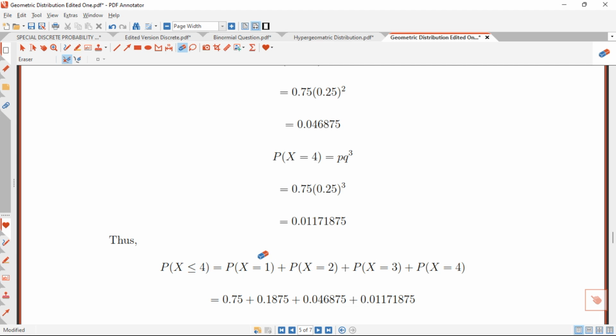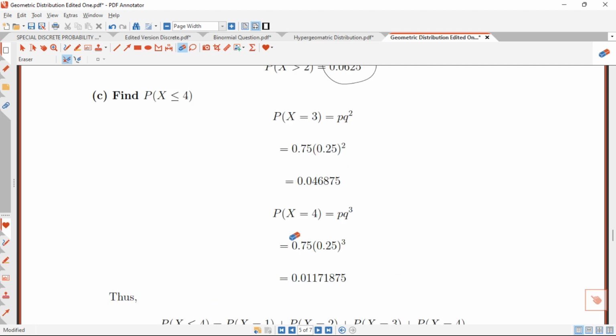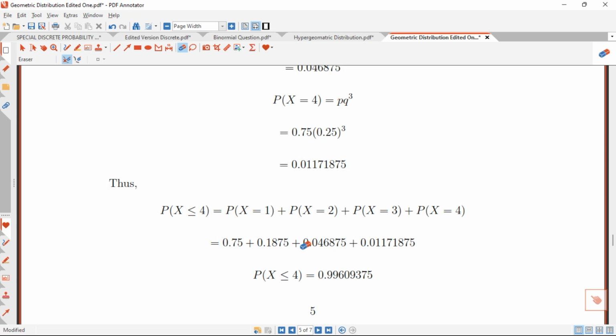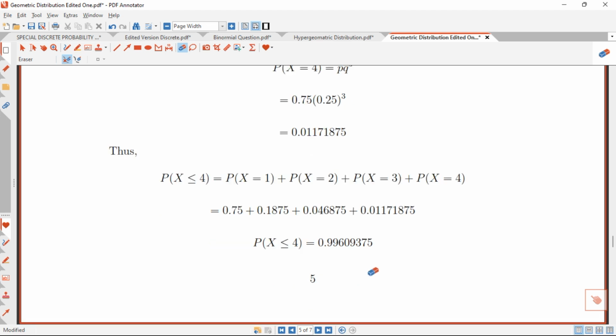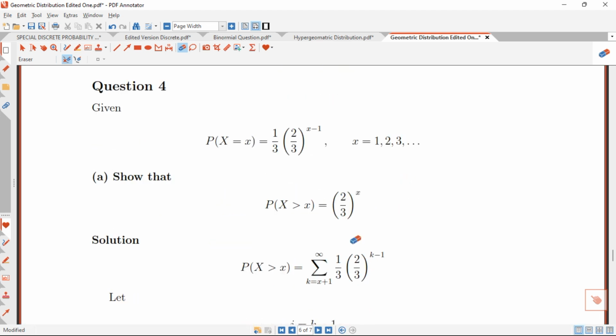That's the reason why we are not starting from 0. But for other distributions, usually we start from 0, so just keep that in mind. For that one we had this value, and for the 4 we had this one, so we are just going to add them. We are going to get 0.9969375.